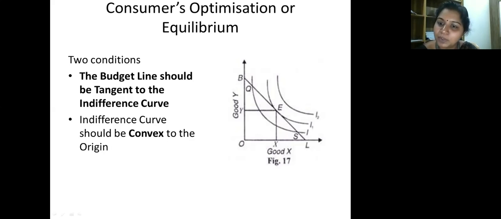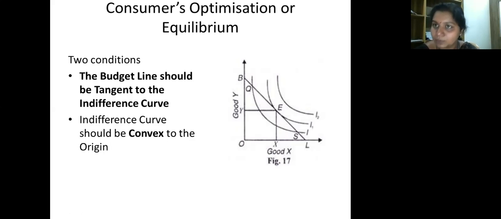So here consumer wants to move to the higher indifference curve, but he cannot move to the higher indifference curve because his budget line, his income, is not allowing him to move to the higher indifference curve. He can choose any point inside this triangle BOL, but he is choosing this point E because at this point only the indifference curve is tangent to the budget line.